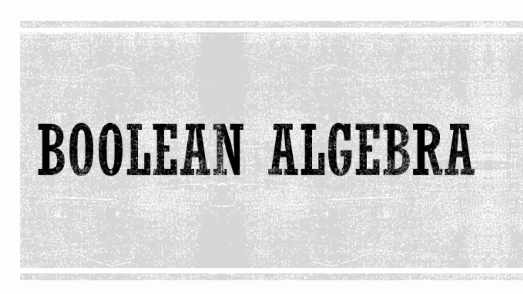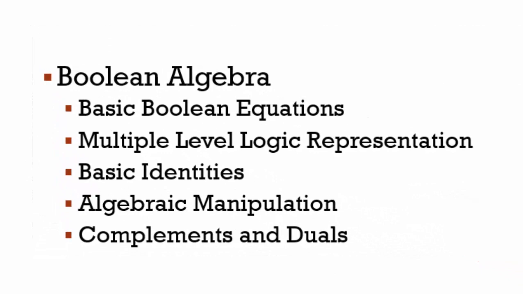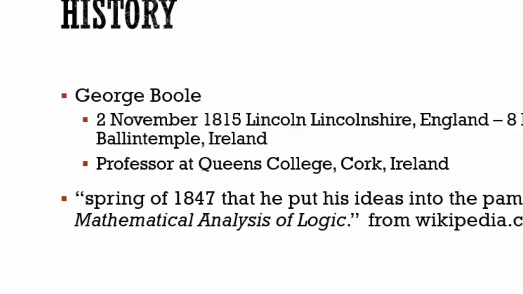Boolean algebra is a form of mathematics, a form of algebra that's applied in the digital world. From the term alone, Boolean, that means you only have two values. In the discussion of Boolean algebra, this will just be short. We'll be covering basic Boolean equations, multiple level logic representations, basic identities, algebraic manipulation, and complements and duals.